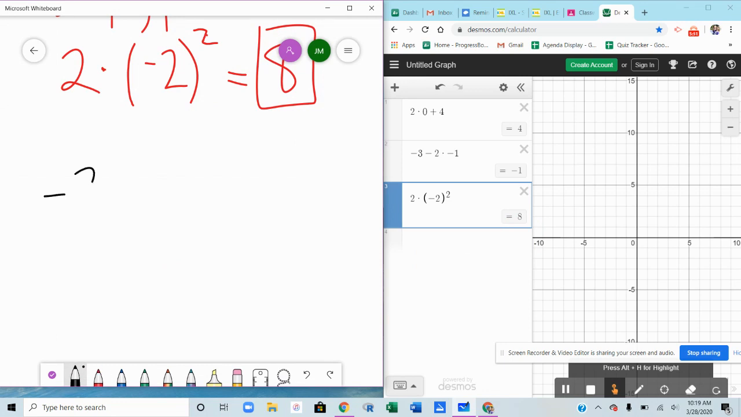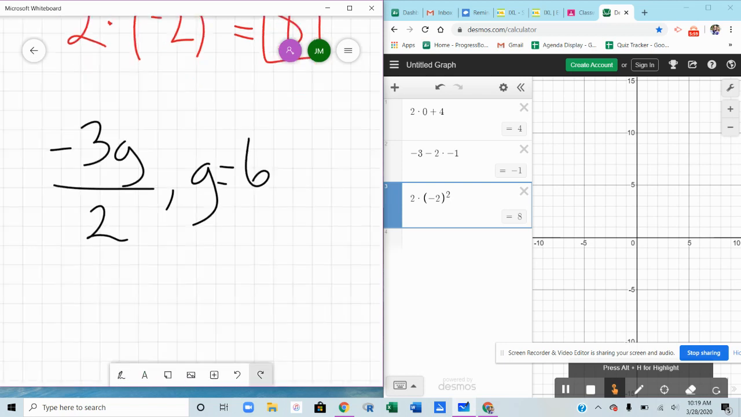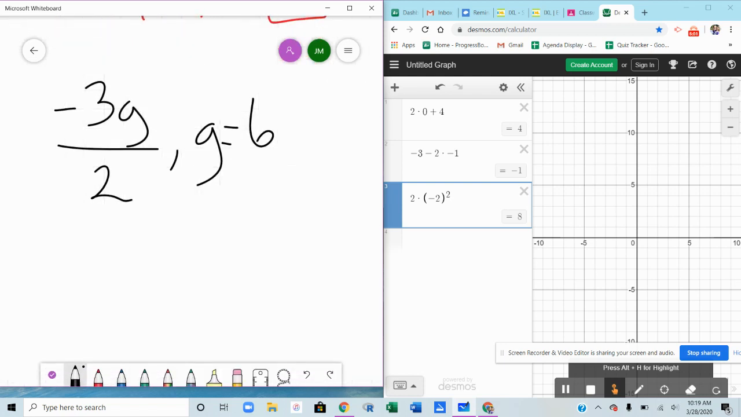Let's do -3g divided by 2, and g equals 6. Okay, so we take -3, there's an imaginary times sign, and then our g value, which is 6, and then divide the whole thing by 2.